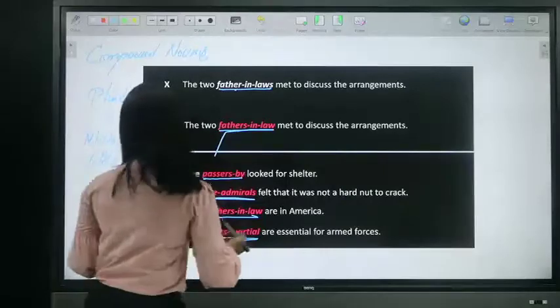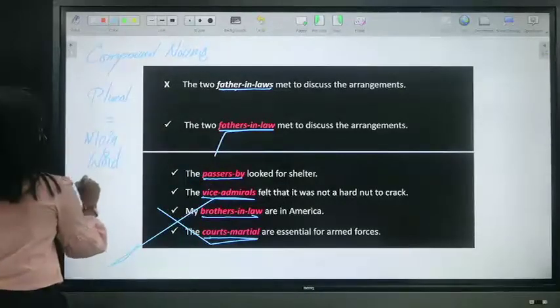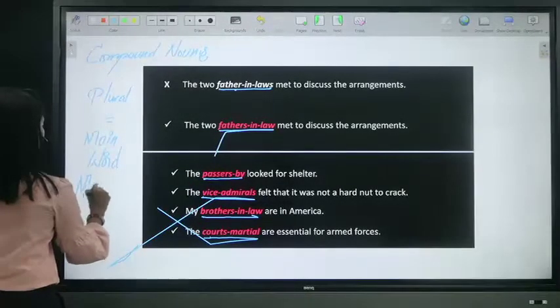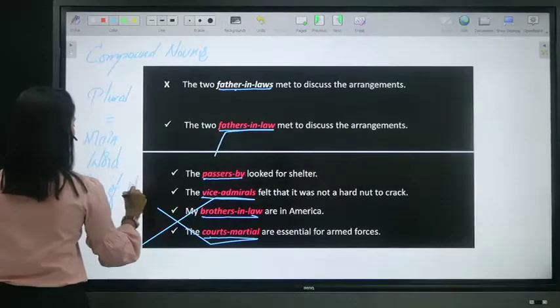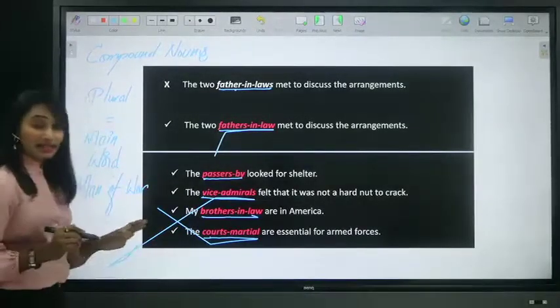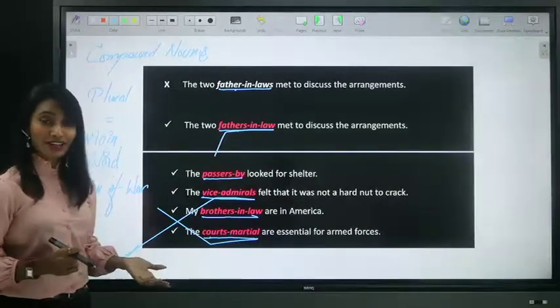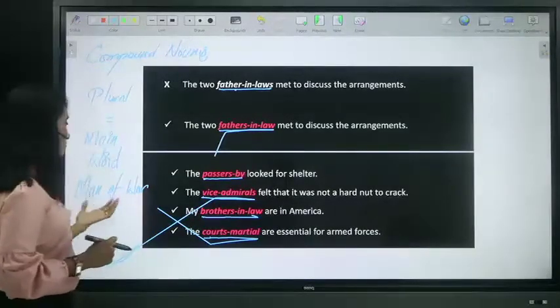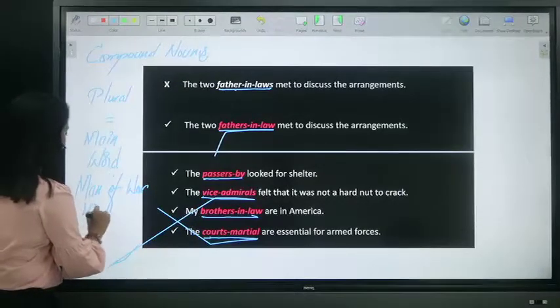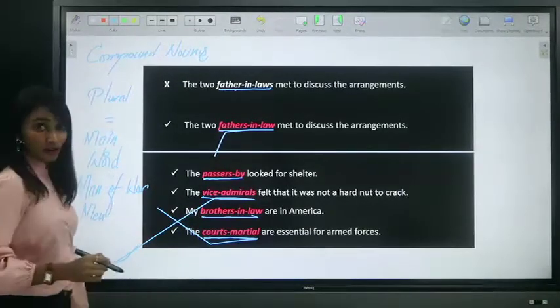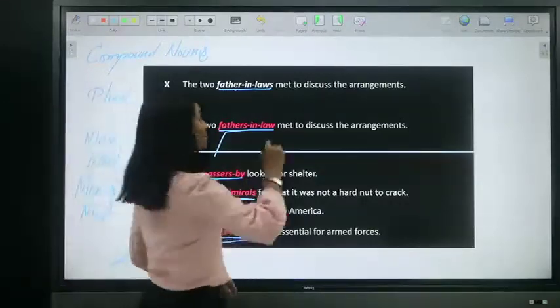For another example, look at this example. Man of war, or if you want to understand, man of the match, you will say, right? If it is plural, it is not man of wars, it should be men of war, right? Let's move on to the next one.